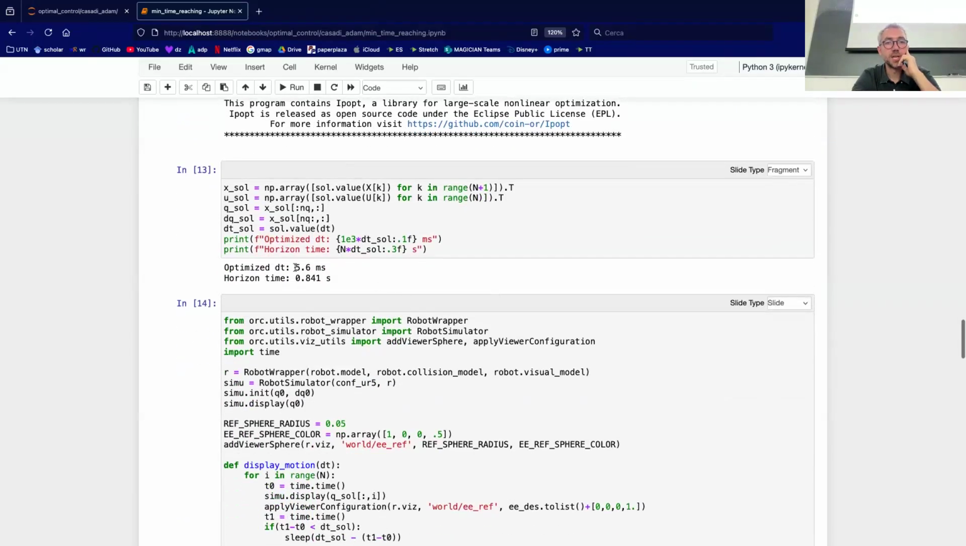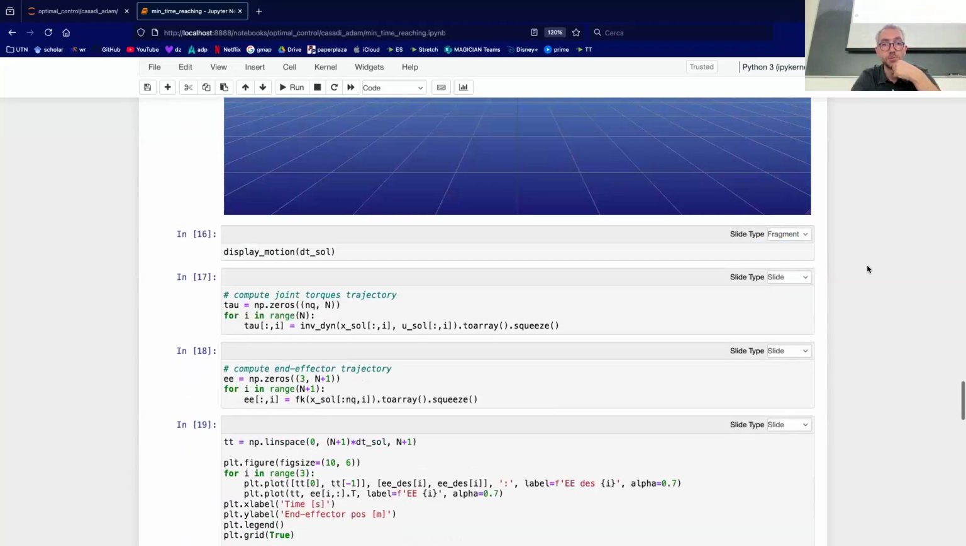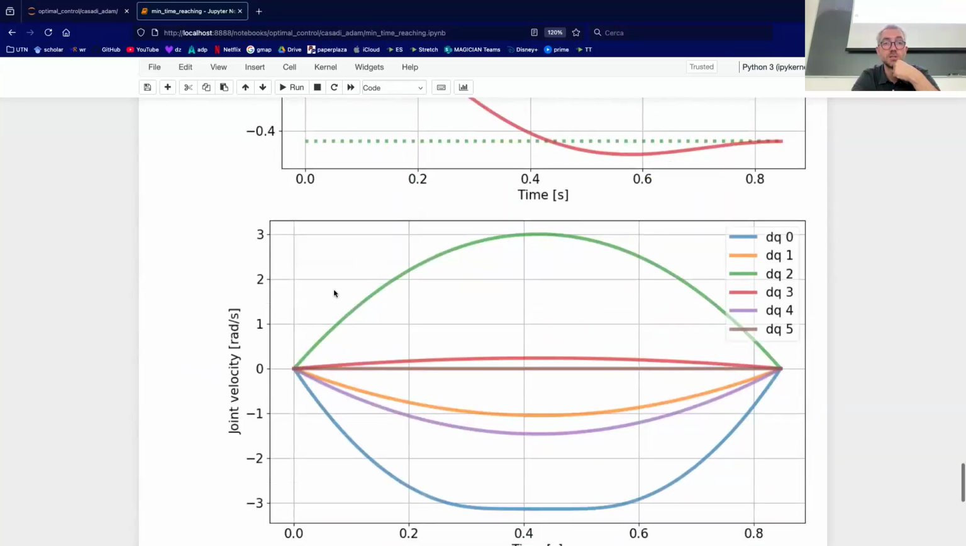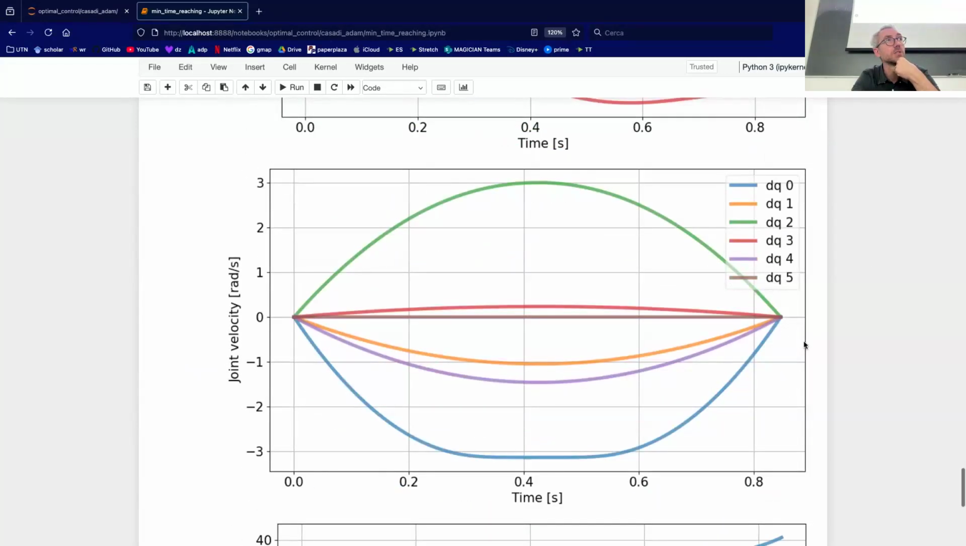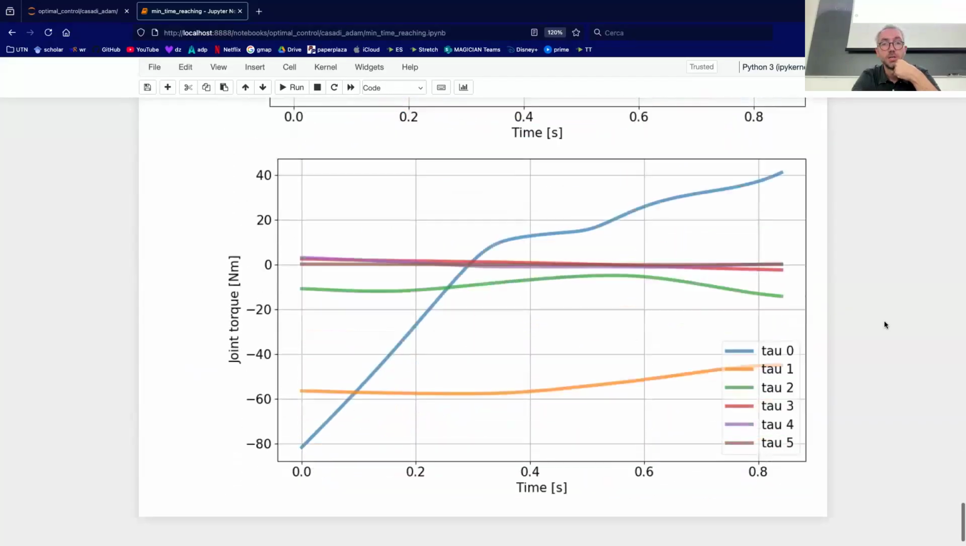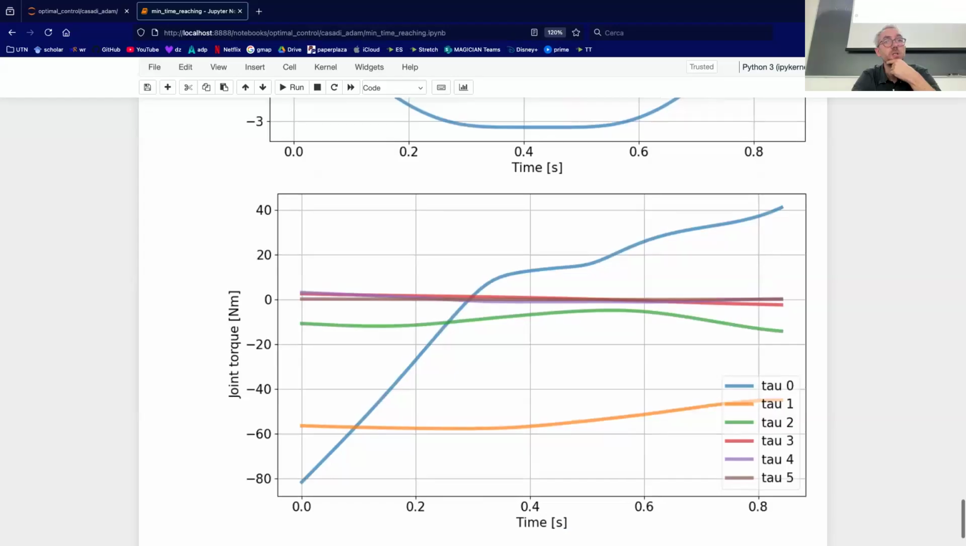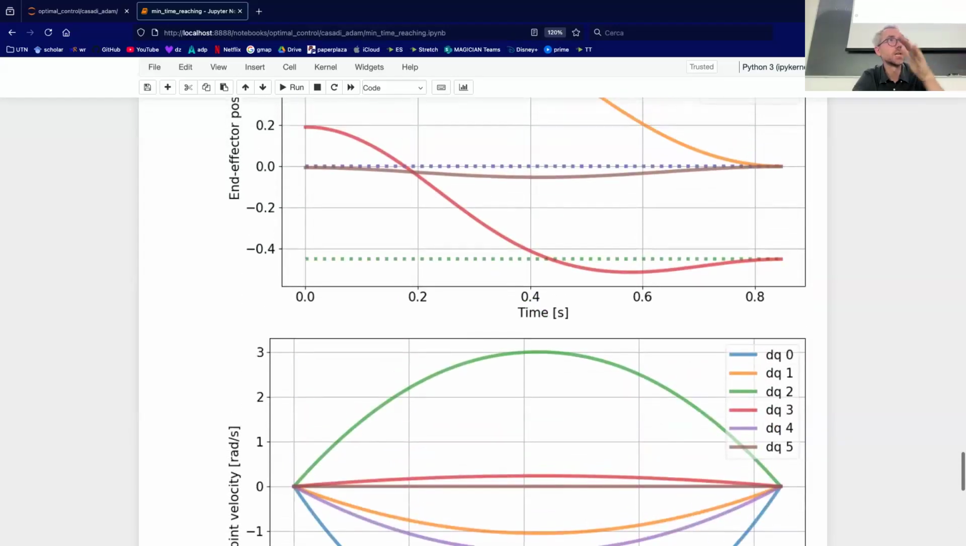And now we can see that we went from 4.something to 5.6 as a time step. So it's no longer minimum time. It took longer. But probably we're going to have smoother trajectories. These are the velocities. Now they're much smoother, you can see. And now the torques are not saturating anymore. So by tuning that weight, you can achieve a trade-off between these two extremes.